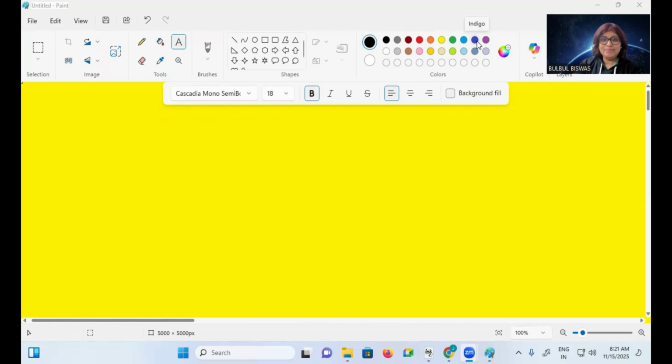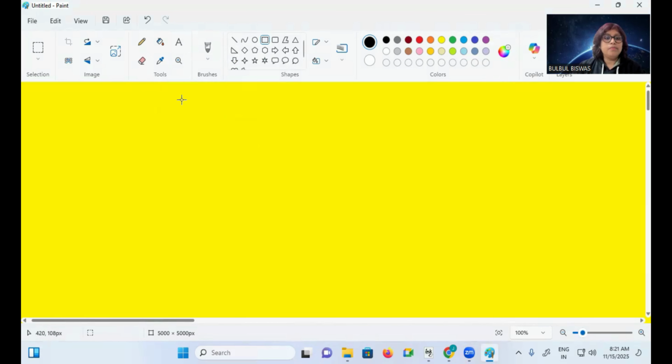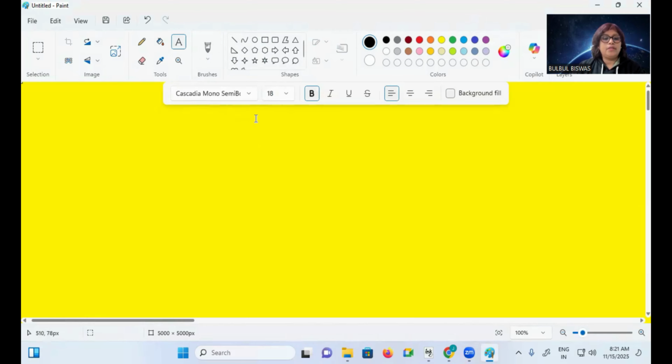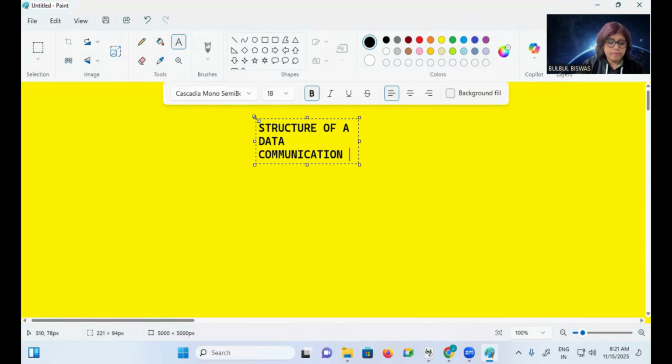I'm planning that today's session will move with some more concepts of network. Today, first of all, we will discuss what the basic structure of a network is, the structure of a data communication system.